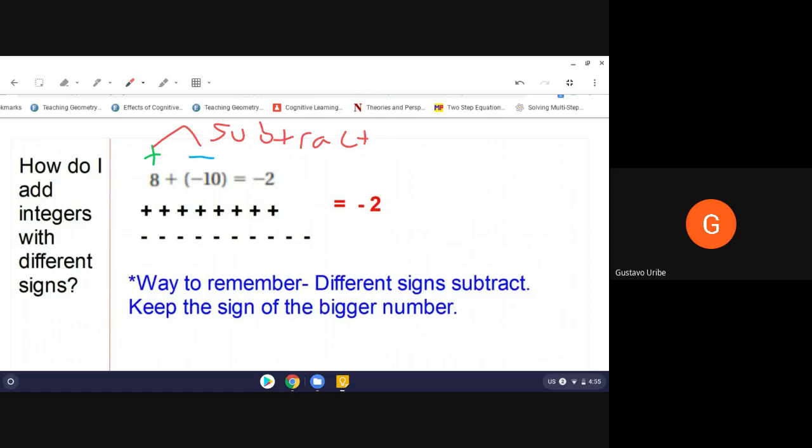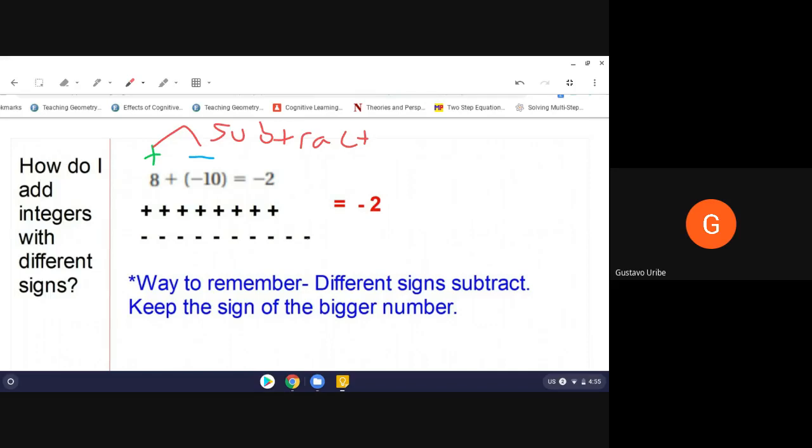Now, if that's still a little bit hard to remember, here's what you're going to do. This is 8 positives. I want you to draw out 8 plus signs. 1, 2, 3, 4, 5, 6, 7, 8. This is 10 negatives. I want you to actually draw out right underneath it 10 negatives. 2, 3, 4, 5, 6, 7, 8, 9, 10.